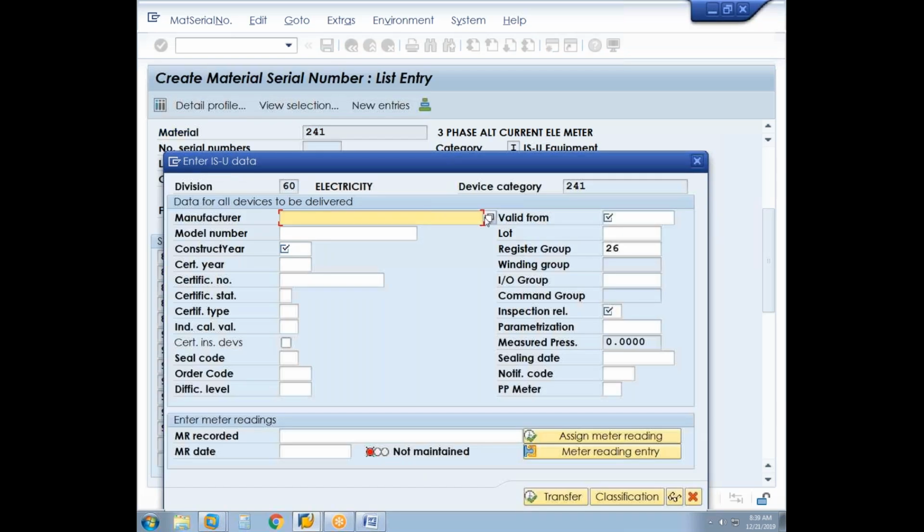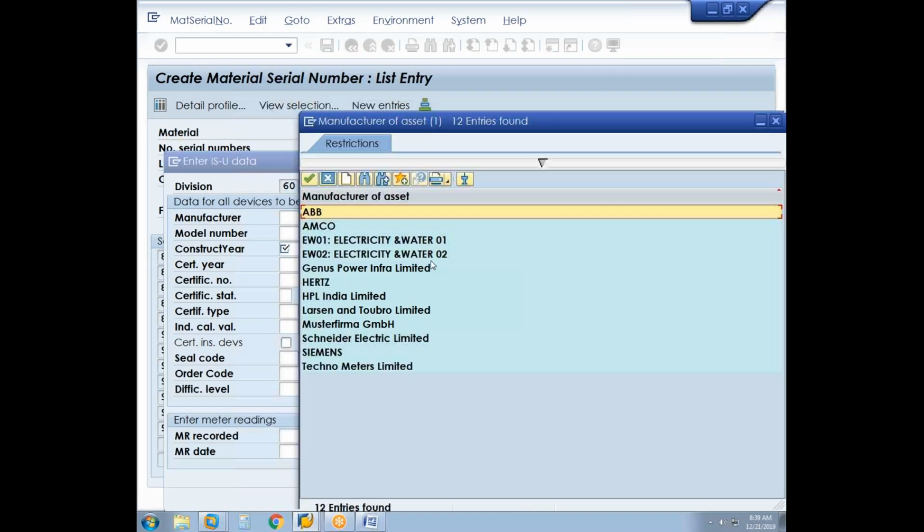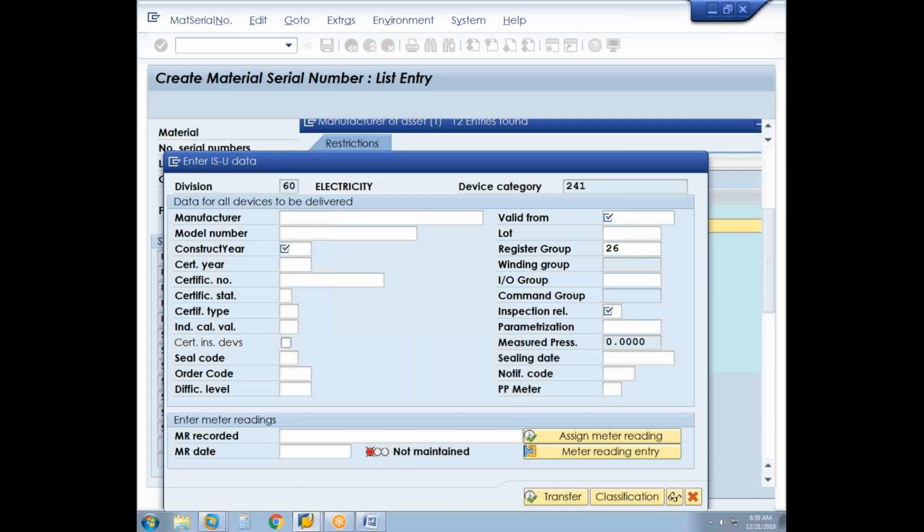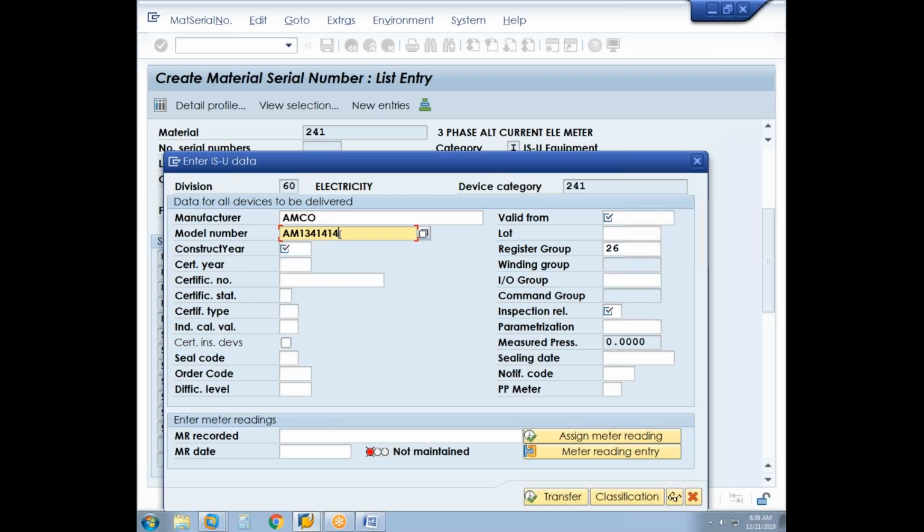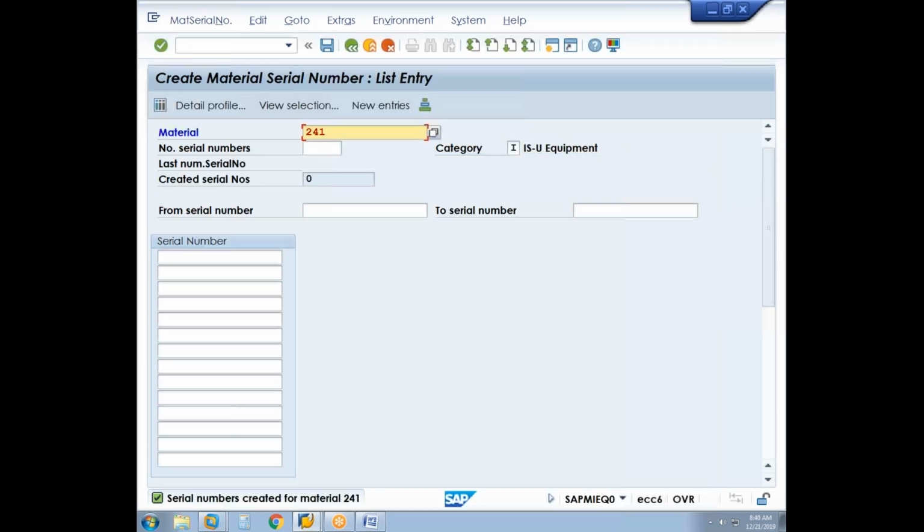Then I can give the data. That means it belongs to MCO, and the model number is AM, some number, construction year 2018, certification year 2018, and the equipment is valid from 01/10/2018, and inspection relevancy 01, and then transfer. Now here 20 serial numbers have been created.